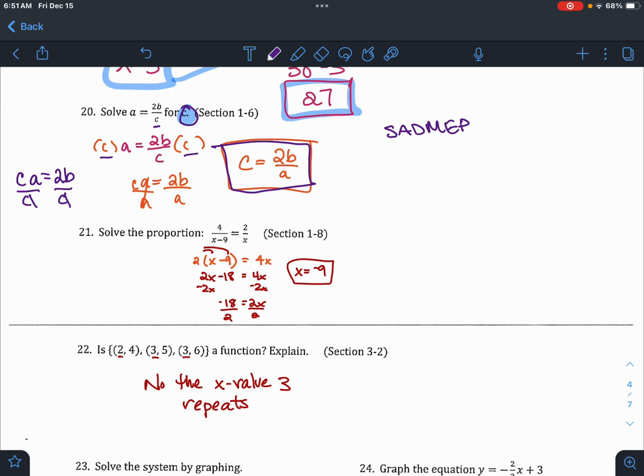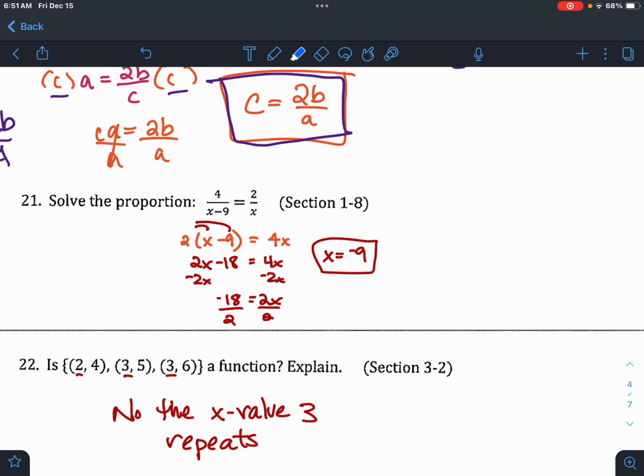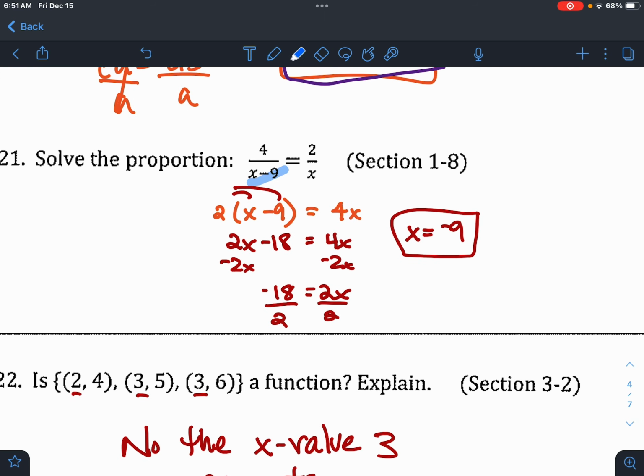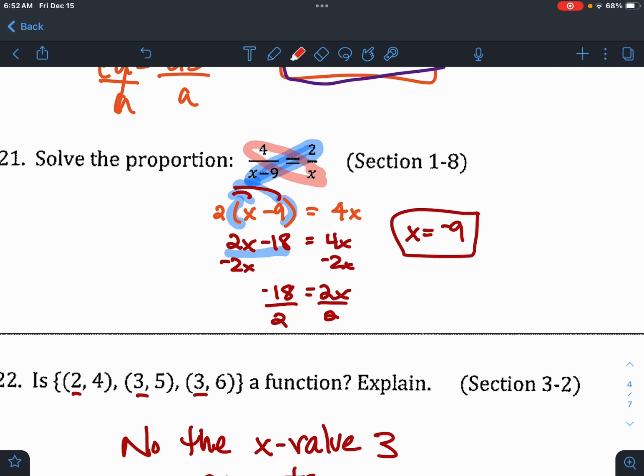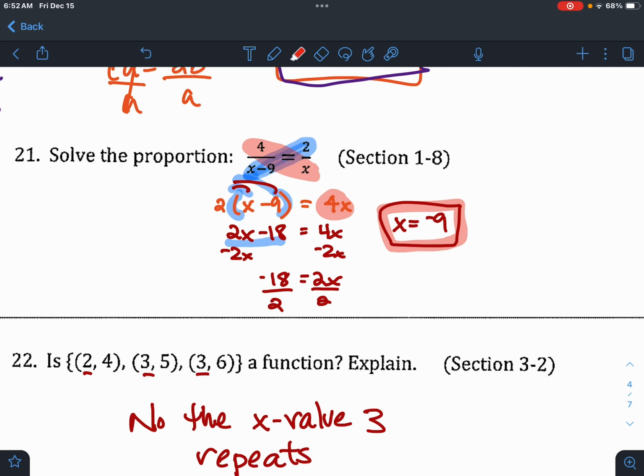On number 21, again, we see this proportion popping up. And so this concept here, it's written as a proportion. It tells us that it is. So we use our cross products. And in this case, because it's a variable subtracted by something, we have to know that's a family, and we have to distribute, getting 2x minus 18. Then we do our cross products on the other side, and x times 4 is just 4x. And now we can isolate our variable using SADMAP.